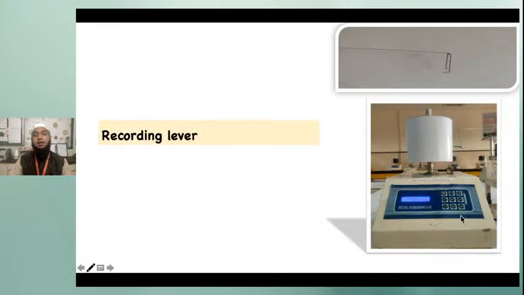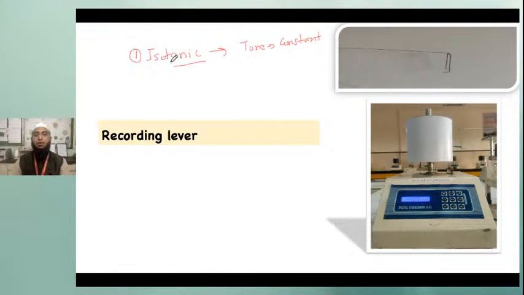Next part is the recording lever. The recording lever is of different types depending upon the type of experiment you perform. So first we will see what the different types of recording levers are. The first type of recording lever is isotonic. In case of isotonic, the name itself indicates what is constant: the tone is constant. So the tone or pressure that you use is constant, whereas what is going to change? The length of the tissue is going to change.